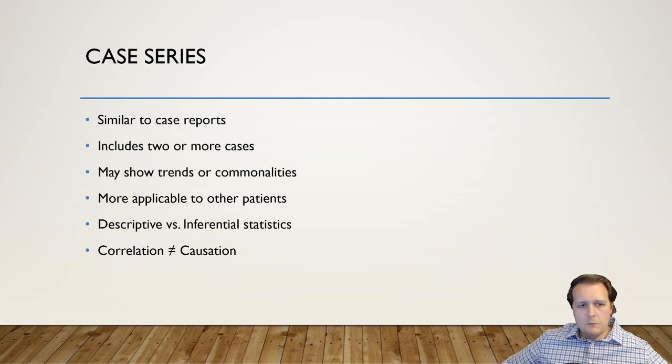So if you're looking at blood pressure in patients with a certain genetic polymorphism, you could use an average blood pressure, right? That's a descriptive sort of statistic as opposed to an inferential one. And keep in mind, correlation does not equal causation. So just because you see 12 patients who have the same sort of reaction to a drug or to something does not mean that all patients will have that.